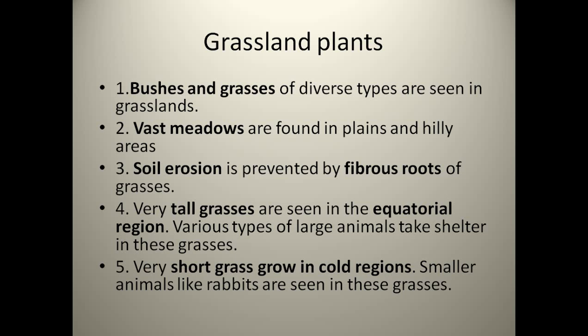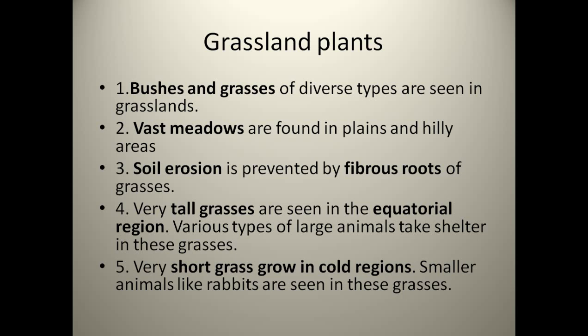Vast meadows are found in plains and hilly areas. Vast meadows means you can see the plantation of equal type of crop production done in a specific area. Why are they grown on hilly areas? So that the water cannot stay at their roots.